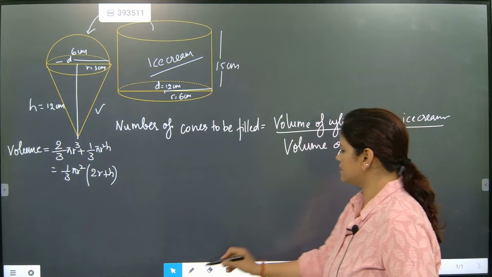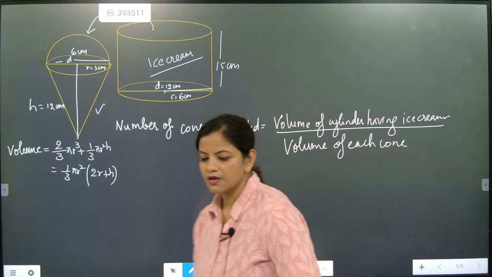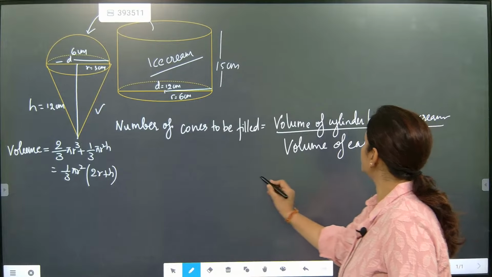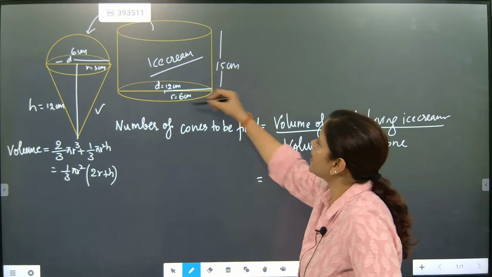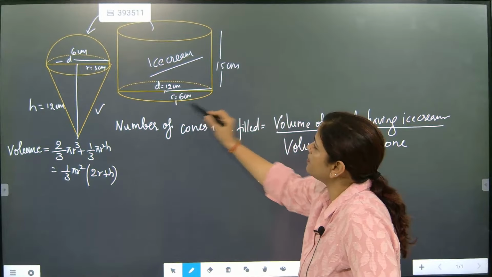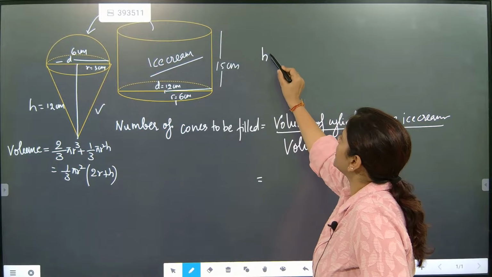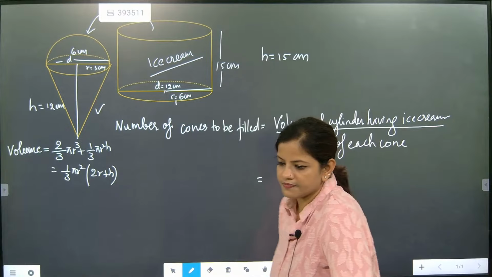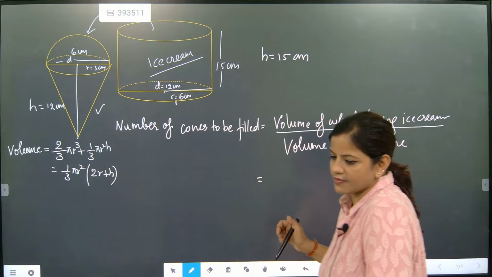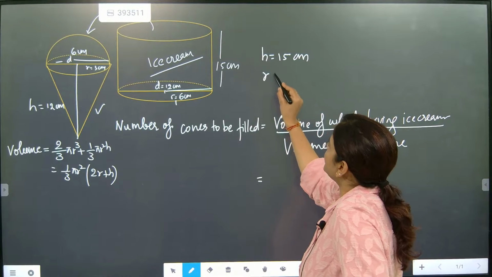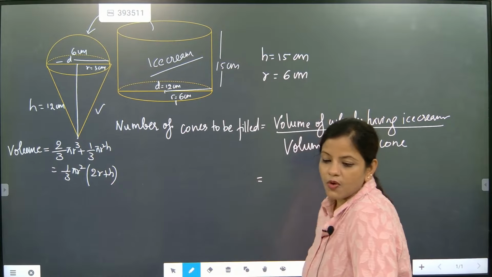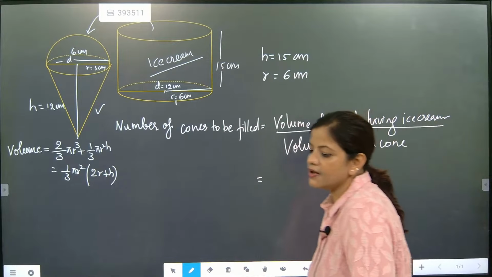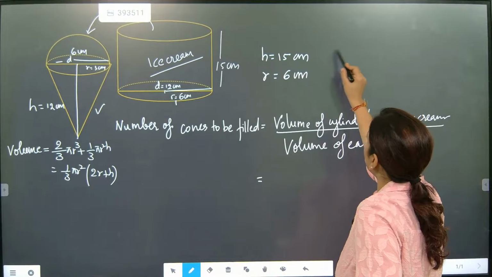So now look here. Shall we start this work, please? Now come on, check this one out. So for the volume of cylinder, the height is coming as 15 centimeter and radius is coming as 6 centimeter.